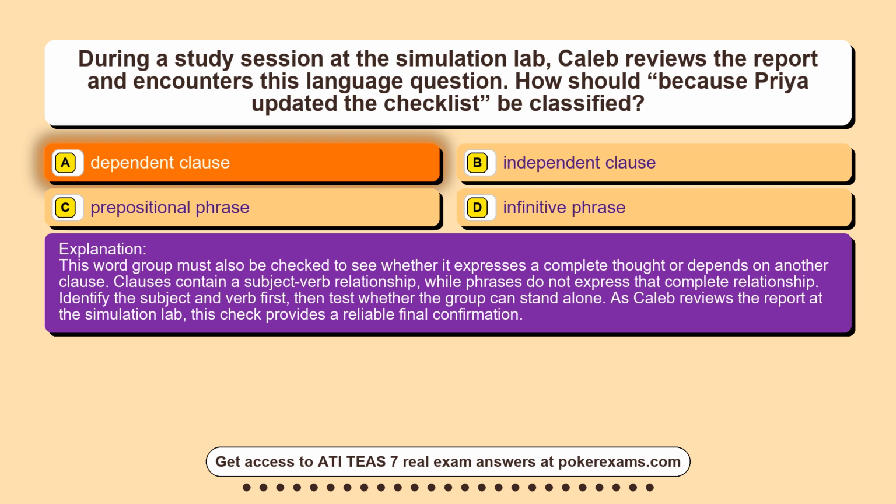This word group must also be checked to see whether it expresses a complete thought or depends on another clause. Clauses contain a subject-verb relationship, while phrases do not express that complete relationship. Identify the subject and verb first, then test whether the group can stand alone. As Caleb reviews the report at the simulation lab, this check provides a reliable final confirmation.